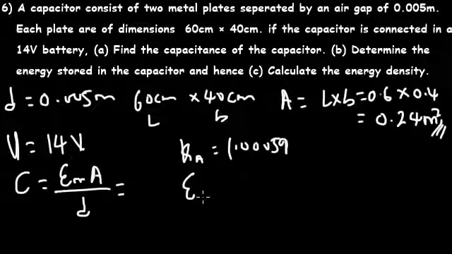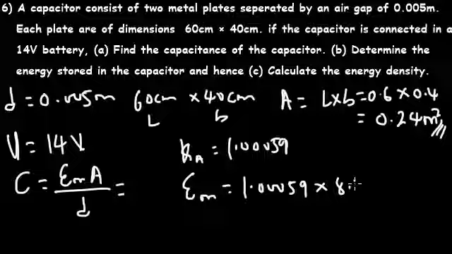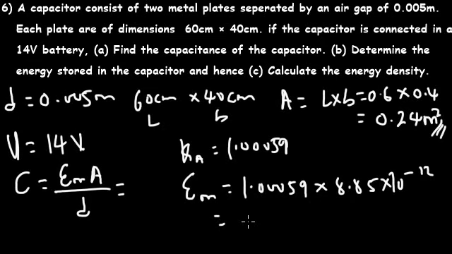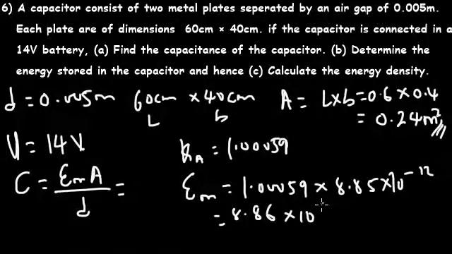To get the epsilon sub m, we multiply 1.00059 with 8.85 times 10 to the power of negative 12. So what would that be? Let me use my calculator for that. 1.00059 times 8.85 times 10 raised to the power of negative 12. Excellent. I got approximately 8.86 times 10 to the power of negative 12.